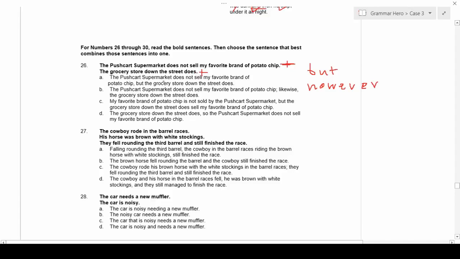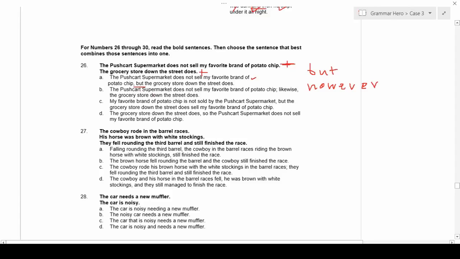So A, the pushcart supermarket does not sell my favorite brand of potato chip, but the grocery store down the street does. I like this. Basically combine the sentences using but. They're independent clauses, so you use a comma. I like this one, but let's check the other ones.